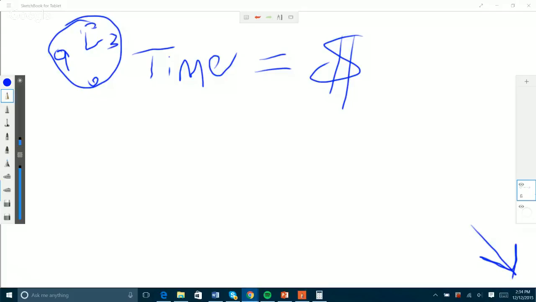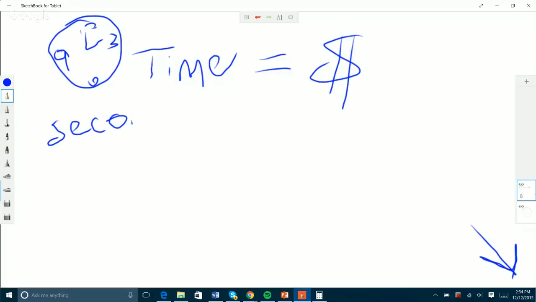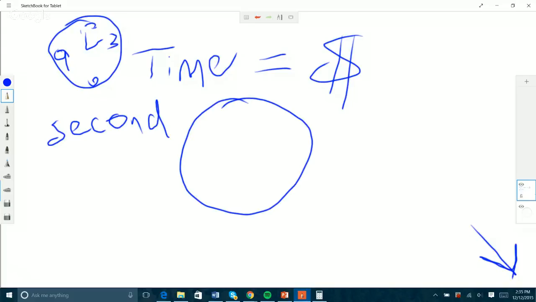Now, there's a thing called the second hand, and that is this. Now, the second hand is the hand that goes rapidly, that goes quicker, and it is the middle hand. It's just around the clock.